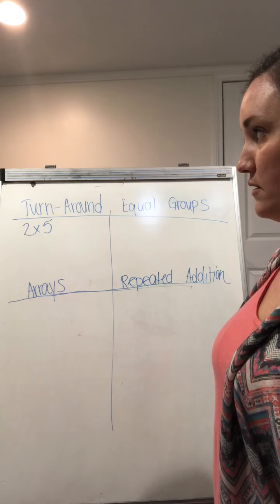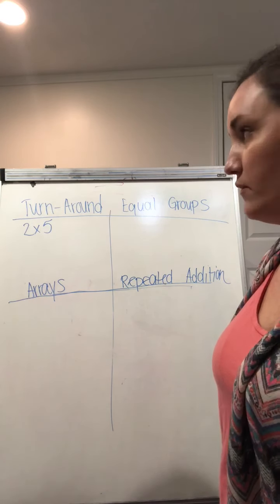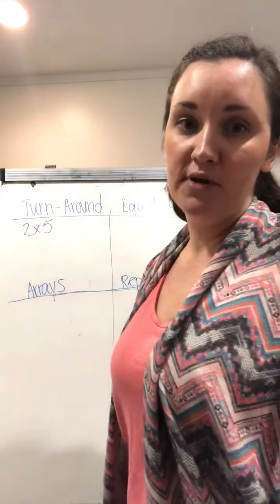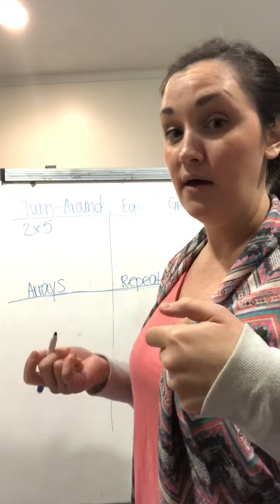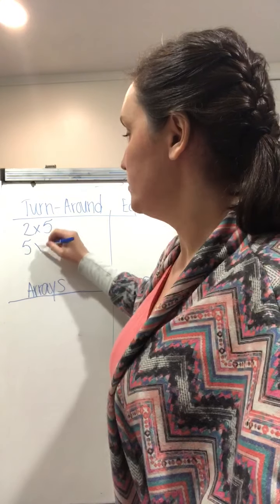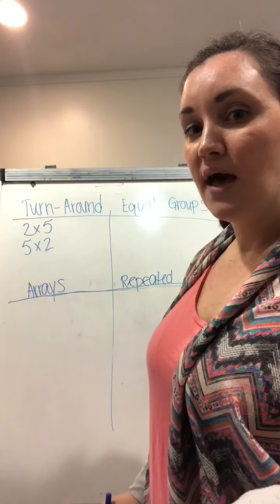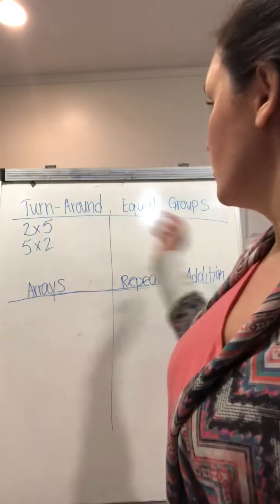Okay, so hopefully you've unpaused and you're ready to go. Turnaround fact for 2 times 5. Well, the opposite of that is going to be 5 times 2. Not going to solve it yet, even though we know that's a pretty simple one. Let's go over to equal groups.